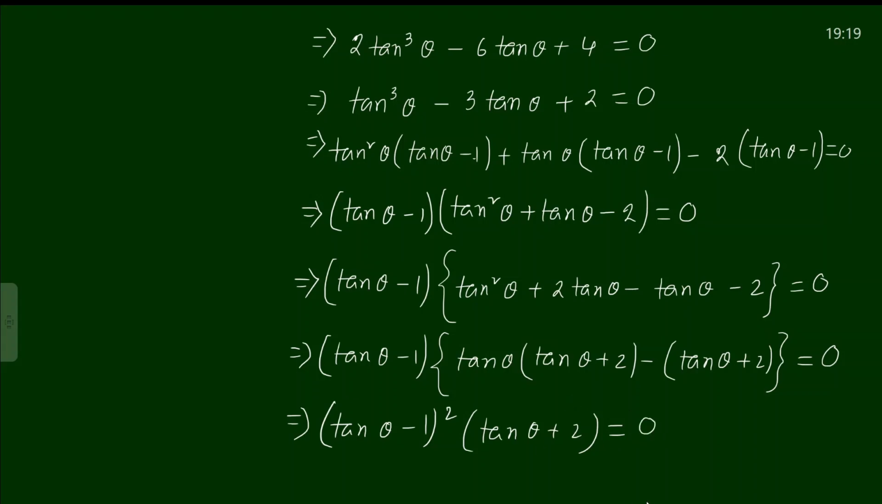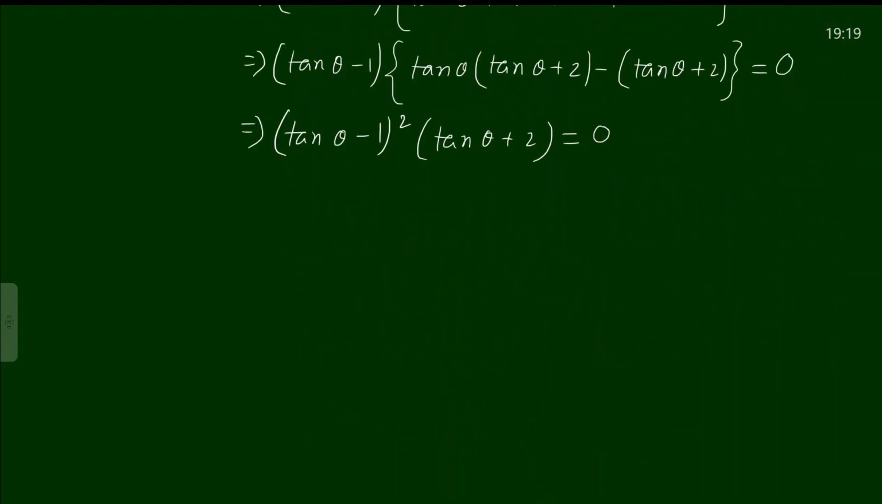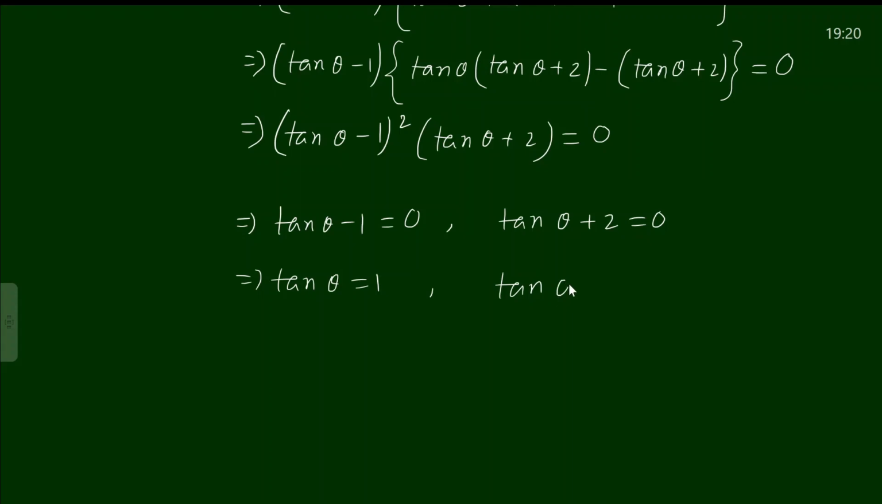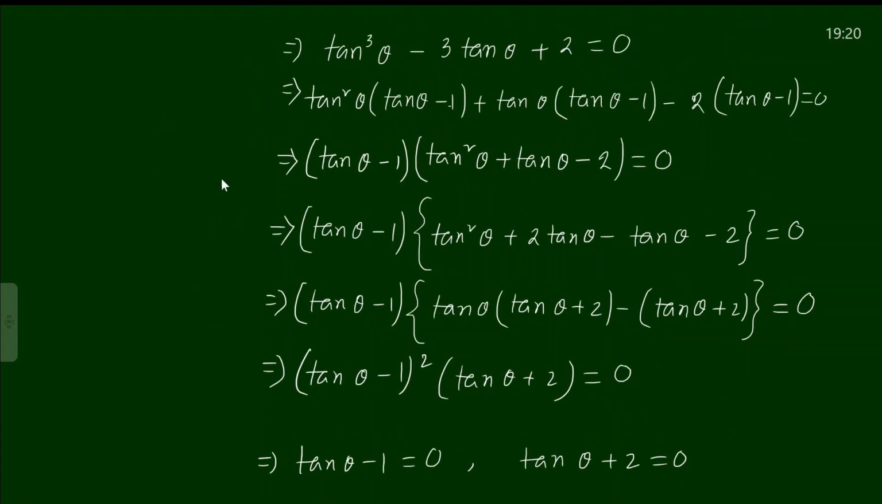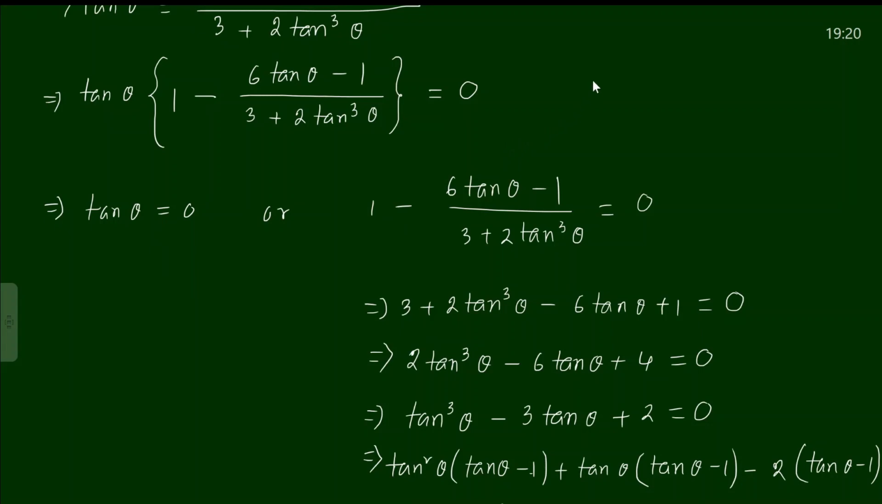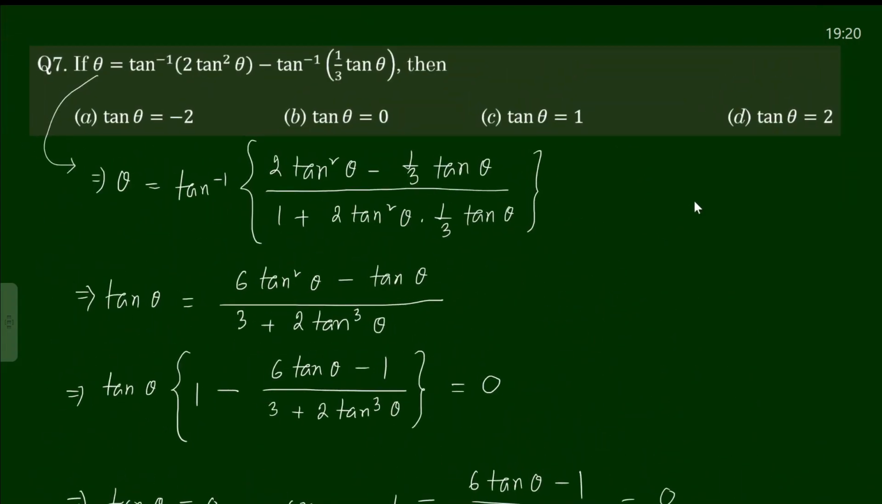And so from this relation we can say that this factor is 0, that is tan theta minus 1 whole square equal to 0 means this is also equal to 0. Or from here tan theta plus 2 is equal to 0, and it will imply that tan theta equal to 1, this is one of the solutions, and from here tan theta is equal to minus 2, this is another solution. So we got three solutions: tan theta is equal to 1, tan theta is equal to minus 2, as well as tan theta is equal to 0 already obtained in this equation. So 0, 1 and minus 2 are the solutions, and you see in option B this is correct, 1 this is also correct, and minus 2 this is also correct.